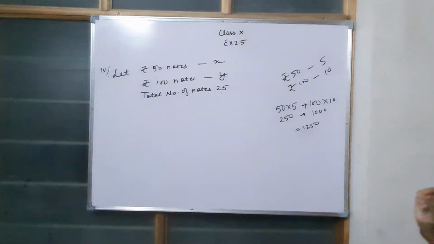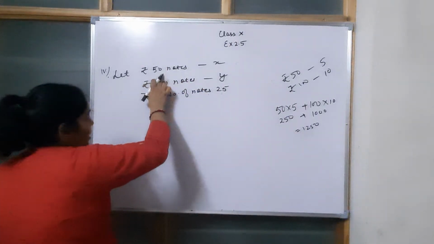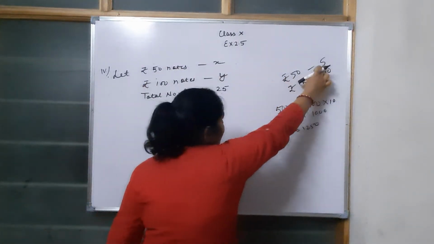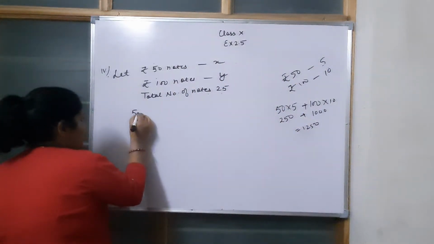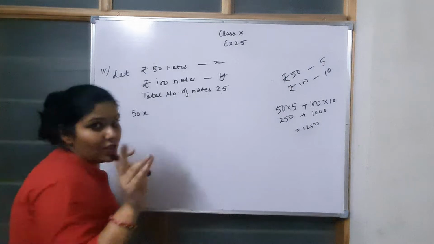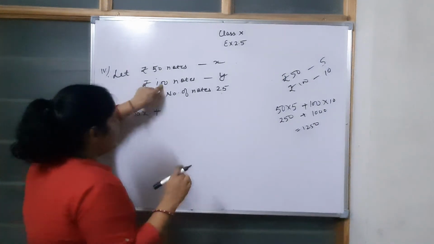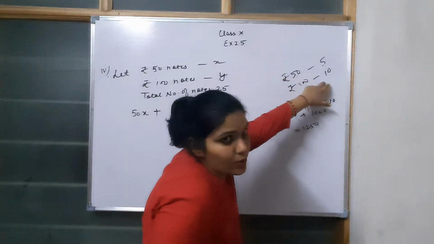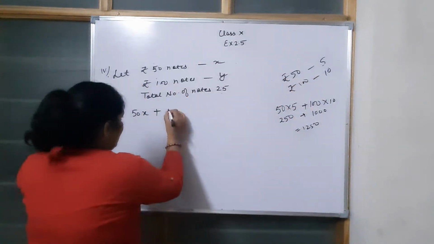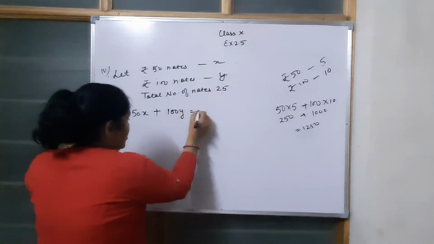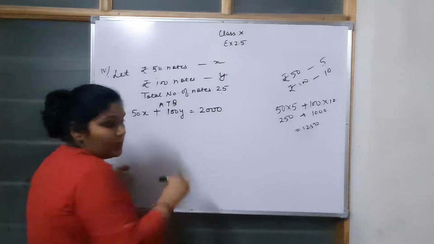Similarly, for this situation, rupees 50 notes X: 50 into 5 becomes 50 into X. Then 100 notes Y: 100 into Y. And the total money is 2000. So this is our first statement.